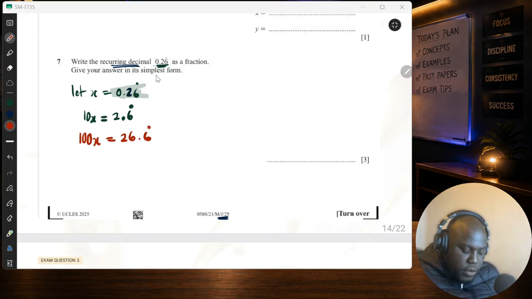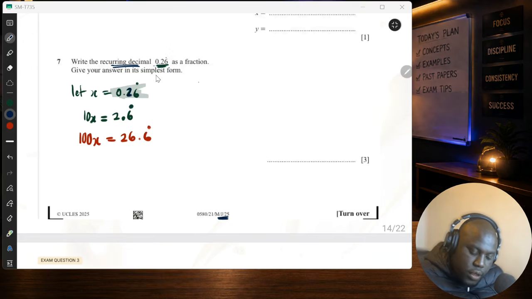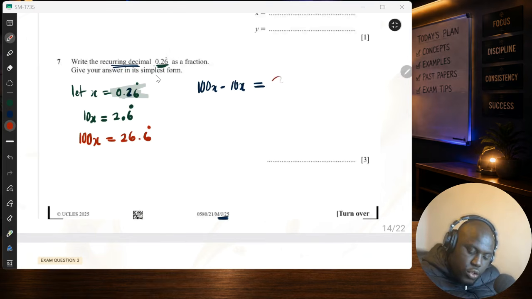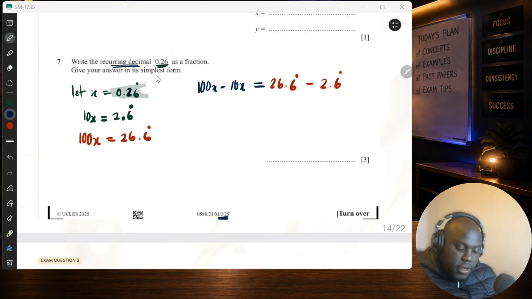So now we have the two versions of x. This one and this one. We subtract them. You now say 100x minus 10x. What is this going to be equal to? It is equal to, what is 100x? 26.6 recurring minus, what is this one? 2.6 recurring. Okay? So you now say 100 minus 10, you get 90.